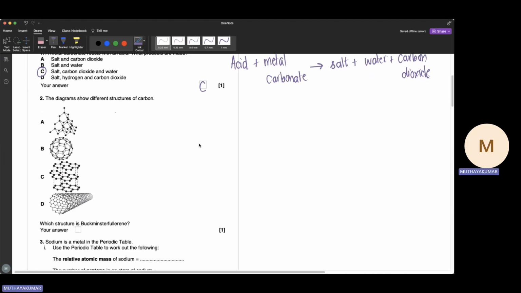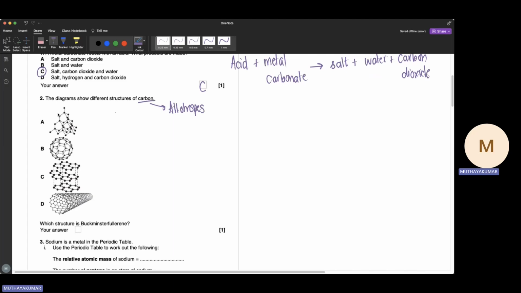Question 2, the diagrams show different structures of carbon. Which structure is Buckminster fullerene? In this question, we're given 4 options, and each one is a different structure of carbon. These different structures are known as allotropes. That's the special name for them. You need to know what each allotrope looks like, so the structure and the name for them.